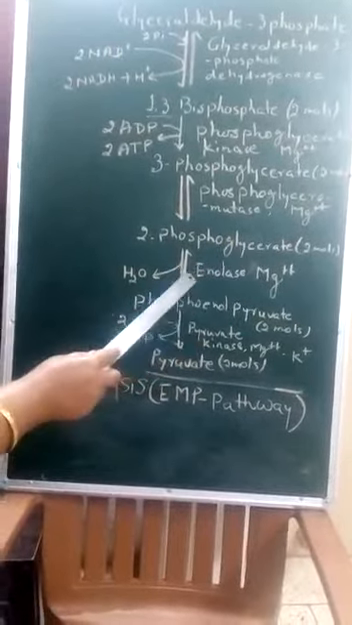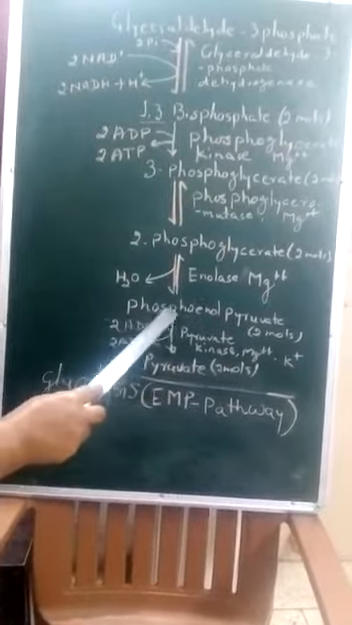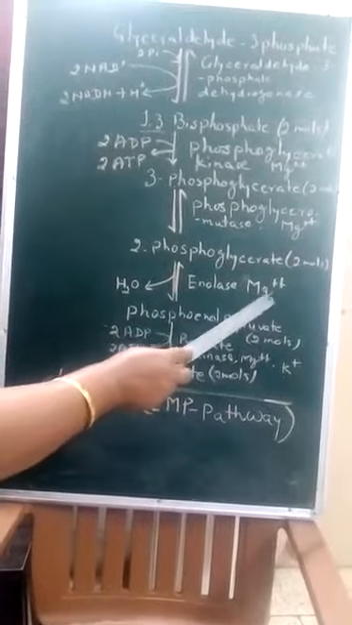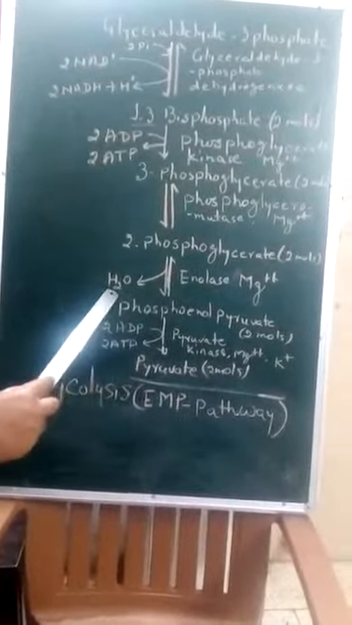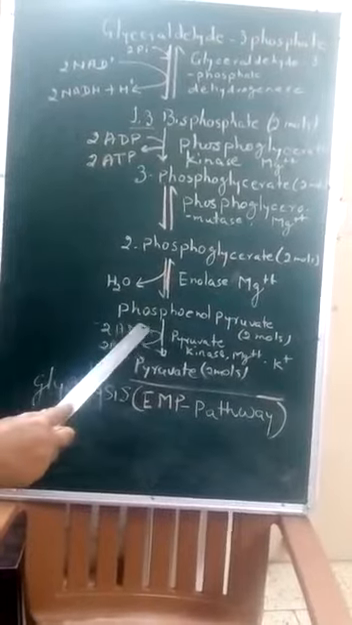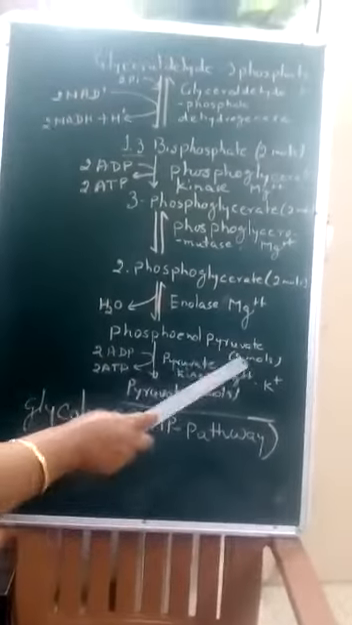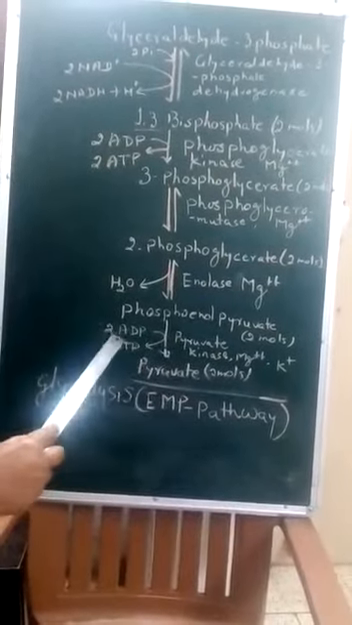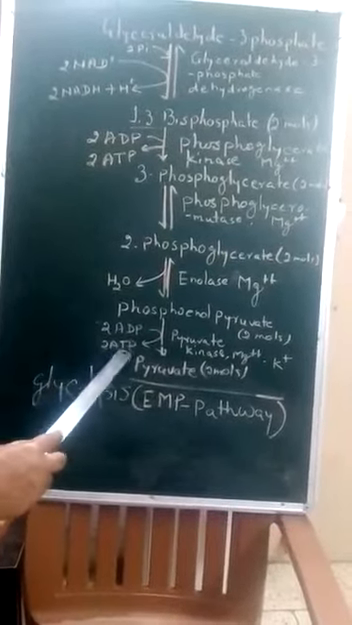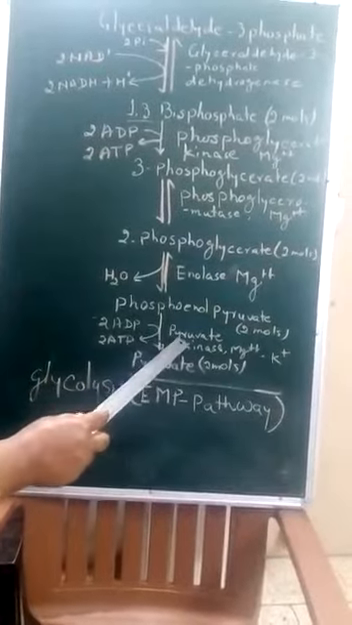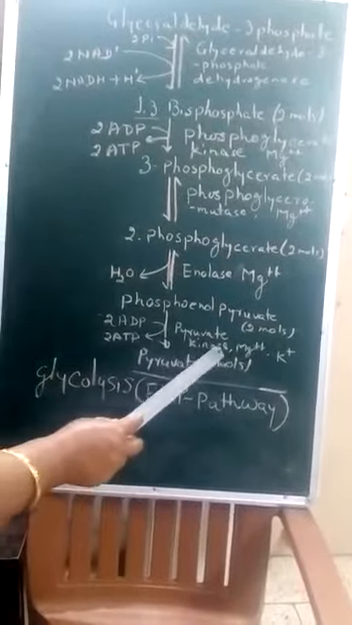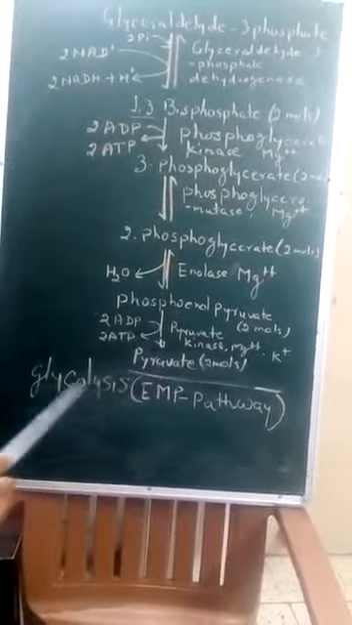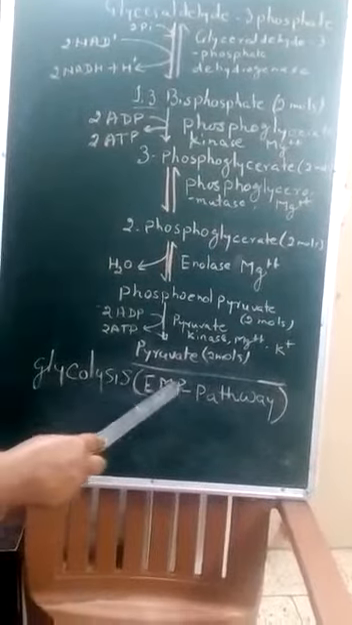At the same time, 2-phosphoglycerate molecules are converted into phosphoenol pyruvate in the presence of the enzyme enolase and magnesium ion, and at the same time hydrogen ions come out. Phosphoenol pyruvate, 2 molecules, is converted into pyruvate, 2 molecules. At the same time, 2 ADP are converted into 2 ATP in the presence of the enzyme pyruvate kinase, magnesium and potassium. So this is the end product of the glycolysis or EMP pathway.